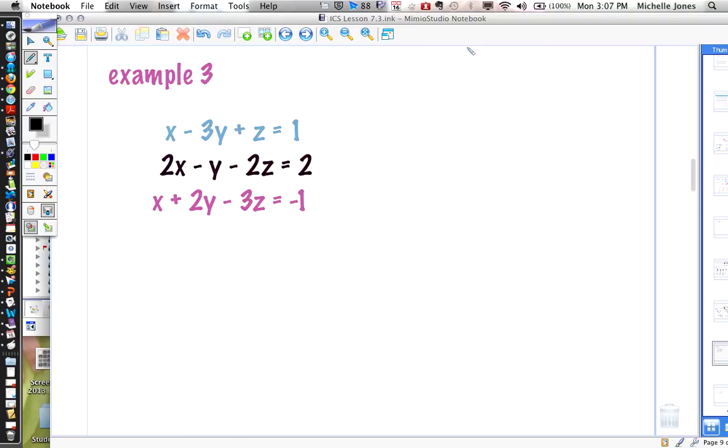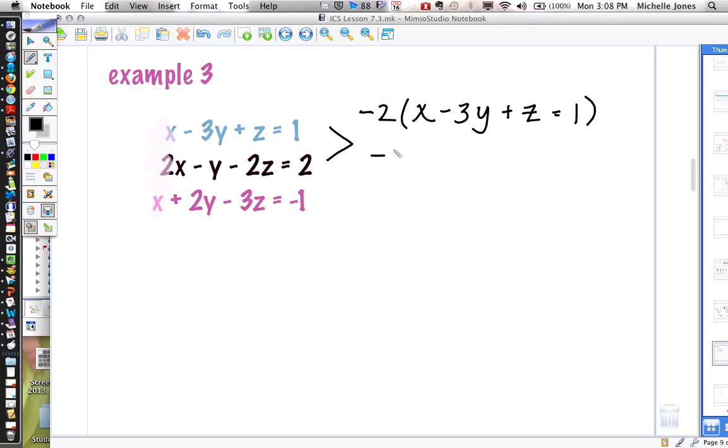So here again, 3 equations, 3 unknowns. I'm going to go ahead and work with equations 1 and 2. Looking at them, there isn't anything that's going to easily cancel out. I'm going to focus on my x's though. With these two equations, if we multiply the first one by -2, we'll be able to cancel our x's out.